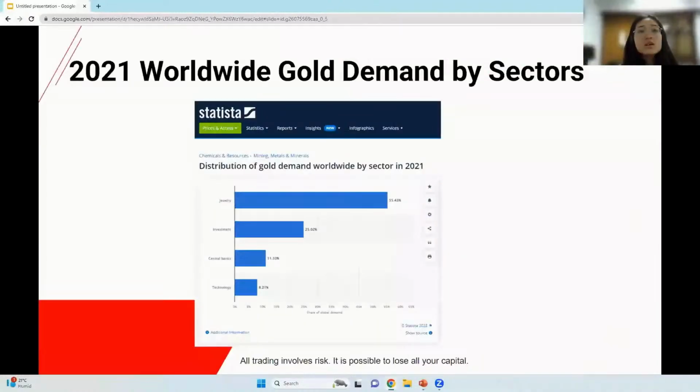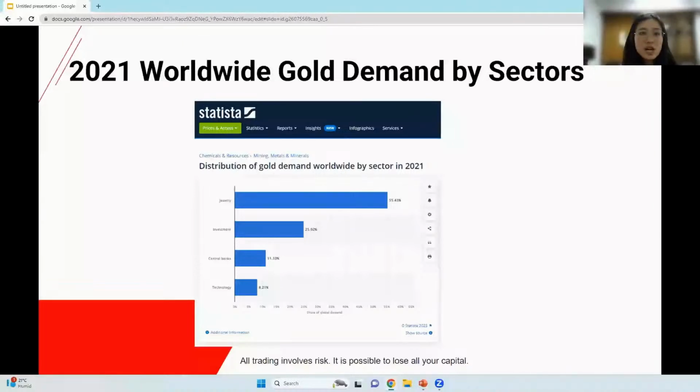Okay. So, firstly, we're going to start off with the fundamentals. We're going to firstly look at the demand and production of gold worldwide. Starting off with the demand, there are a couple of sectors that are high in demand for gold.